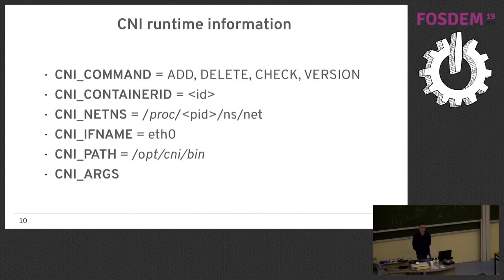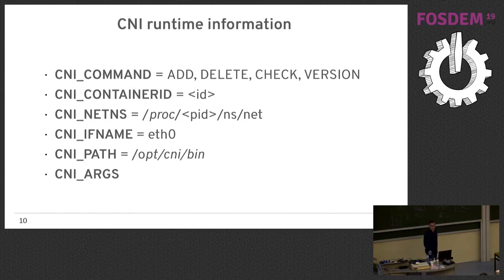The runtime information: CNI command, this is a variable that tells us what the container runtime wants the plugin to do. We have 4 values: add, delete, check, and version. Add, it obviously means we are adding a container. Delete, we are deleting a container. Check, check if the network configuration is okay. And version, this just returns the supported versions.